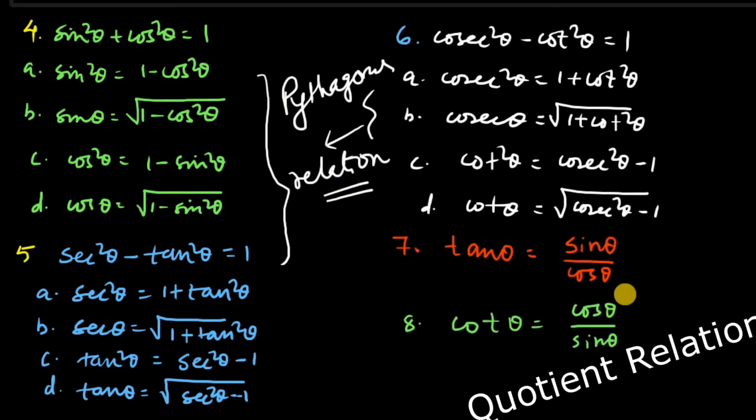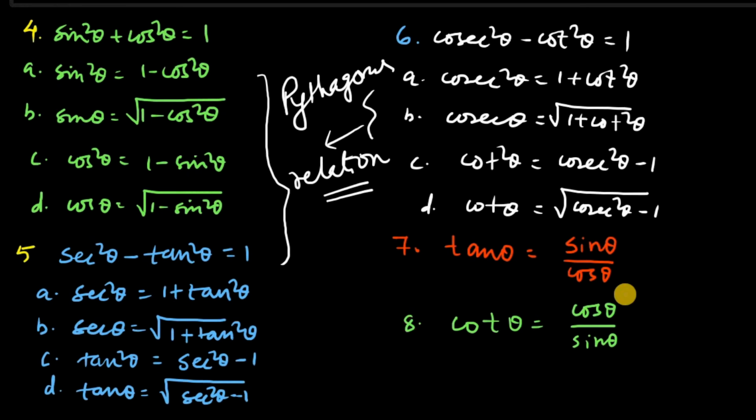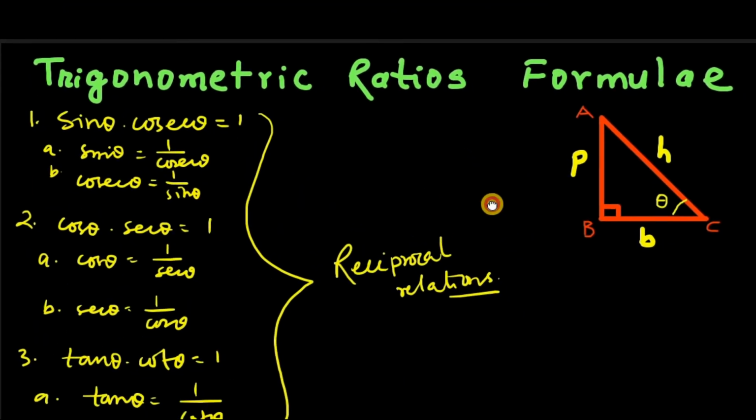Okay. Then we get formula number 7 as tan theta equals sin theta upon cos theta, and number 8 as cot theta equals cos theta upon sin theta. So these are the important formulae that you need in trigonometric ratios.